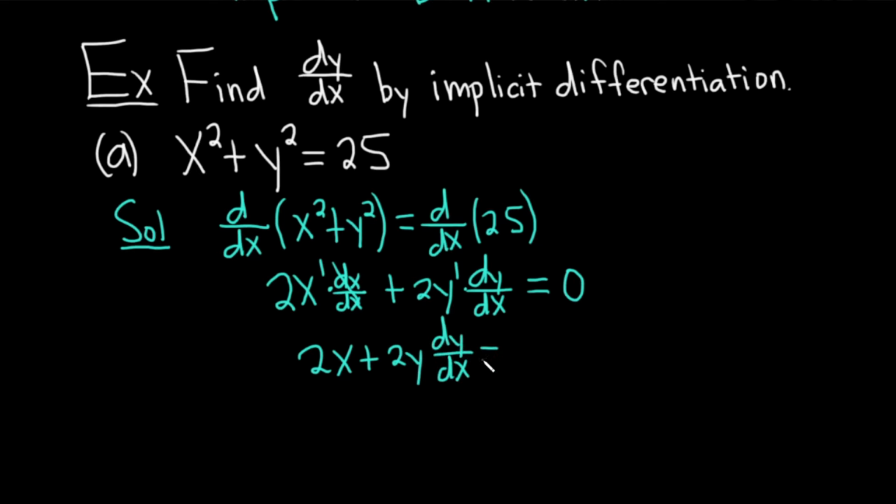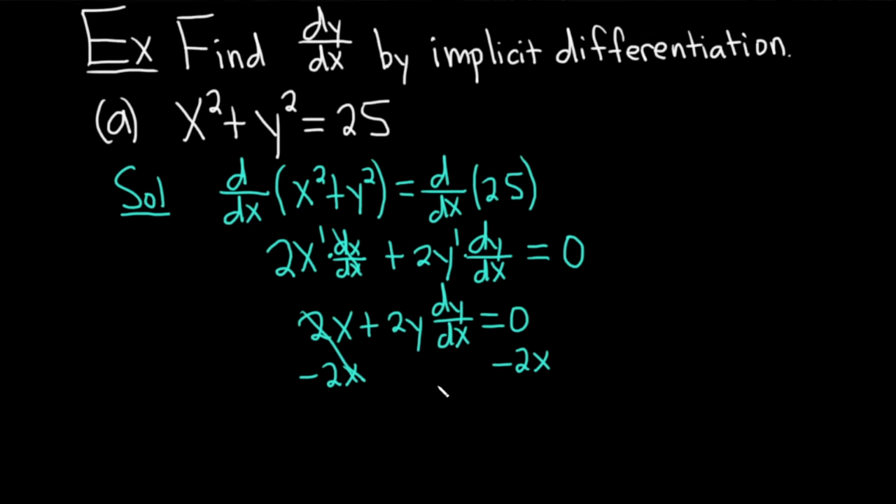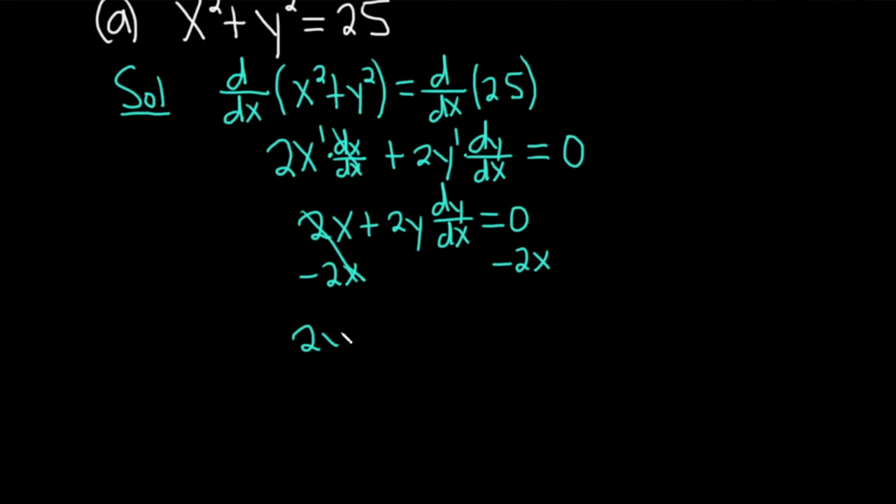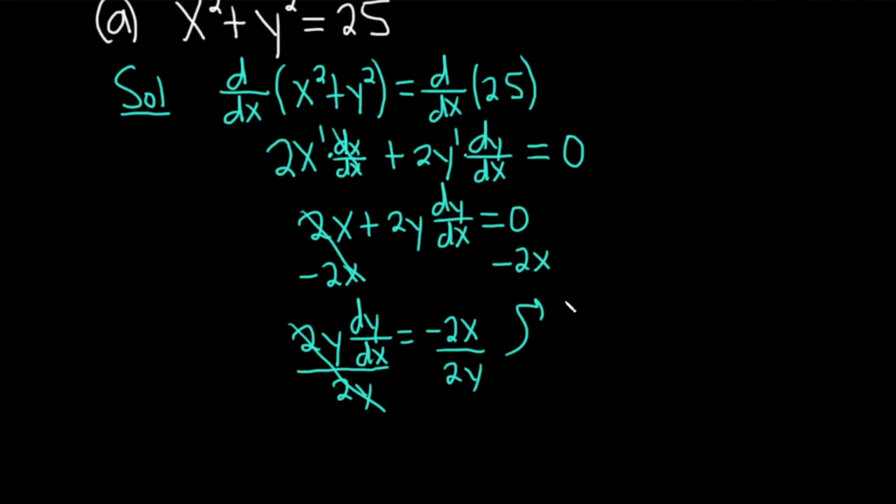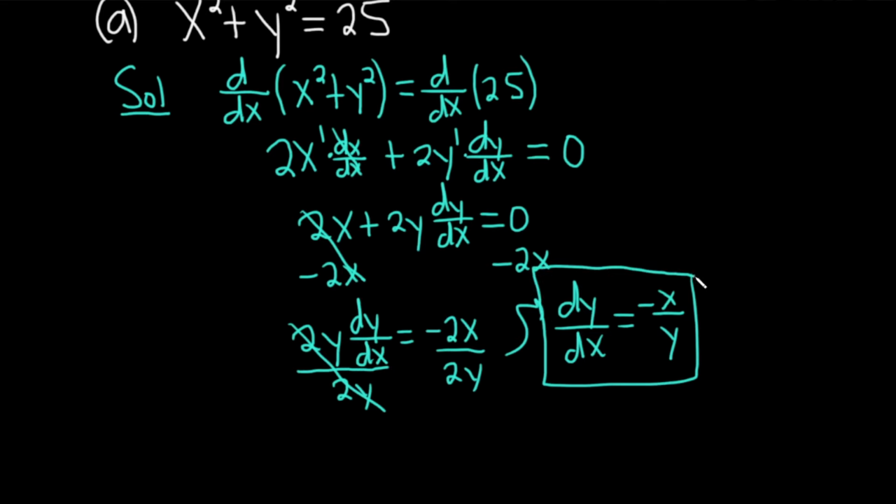So now we have to solve for dy/dx. We can subtract 2x from both sides. So we end up with 2y dy/dx, and that's equal to negative 2x. Because dy/dx is being multiplied by 2y, we'll just divide by 2y on both sides. These cancel. And so we end up with dy/dx is equal to, 2's cancel, so we just get negative x over y, and that would be the derivative of y with respect to x.